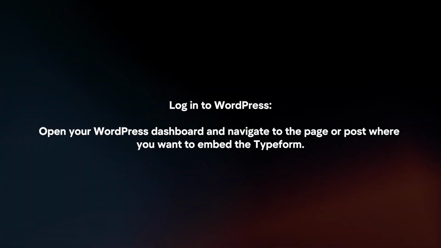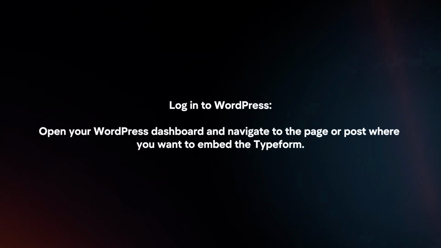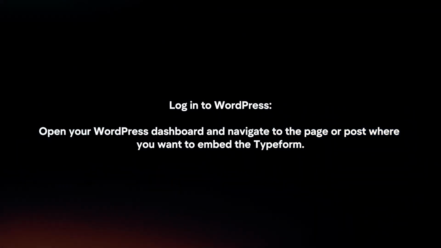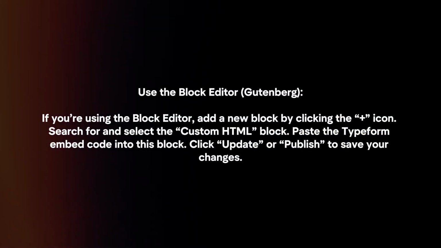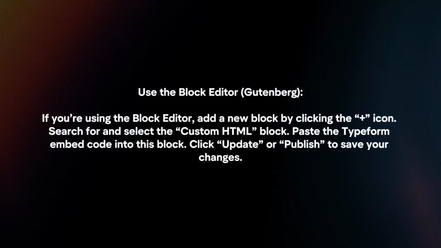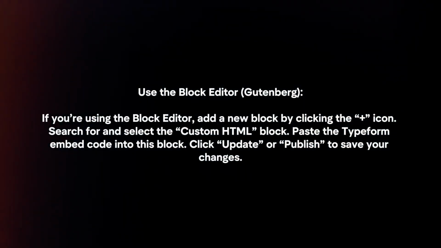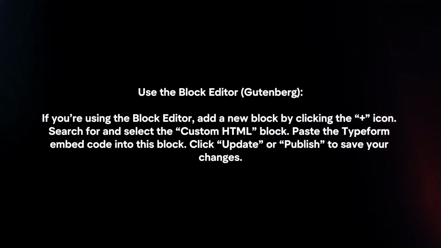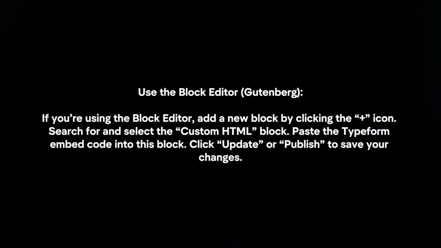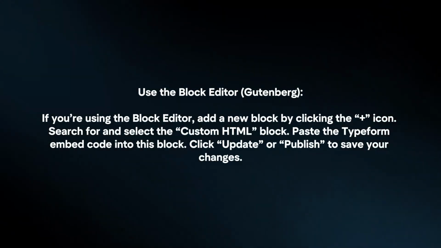Log into WordPress. Open your WordPress dashboard and navigate to the page or post where you want to embed the Typeform. Use the block editor. If you're using the block editor, add a new block by clicking the plus icon. Search for and select the custom HTML block. Paste the Typeform embed code into this block. Click Update or Publish to save your changes.